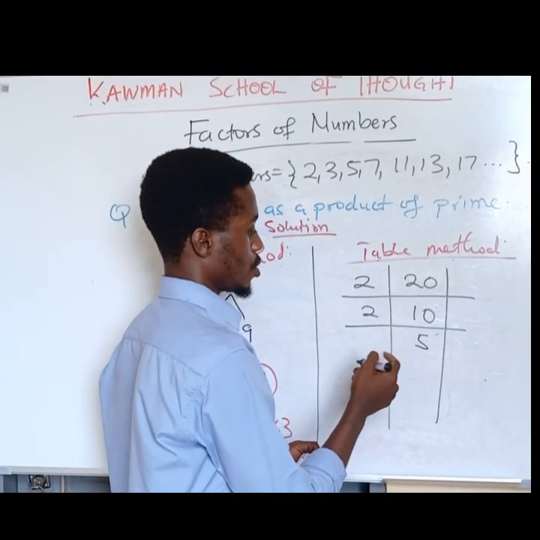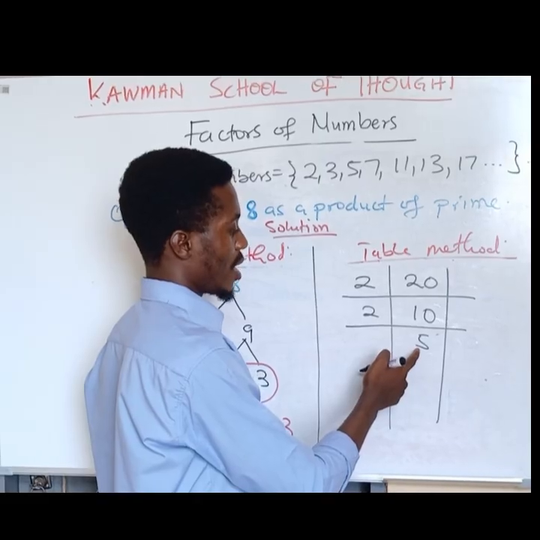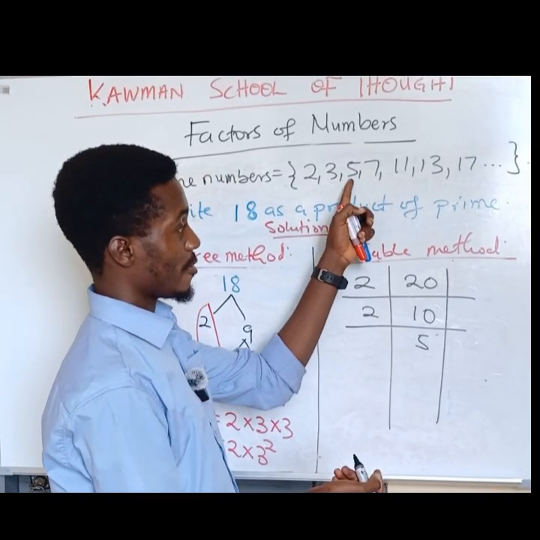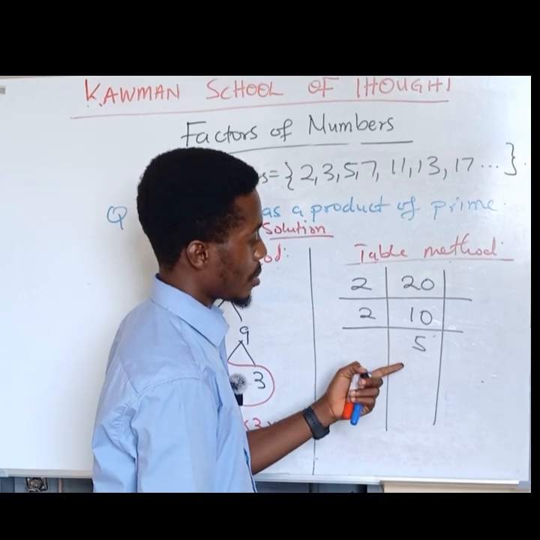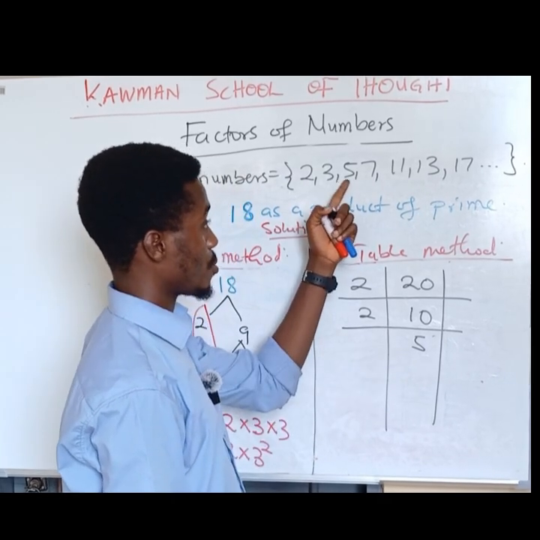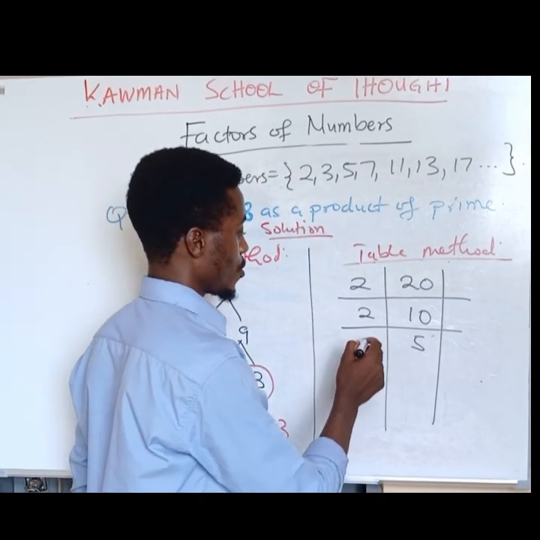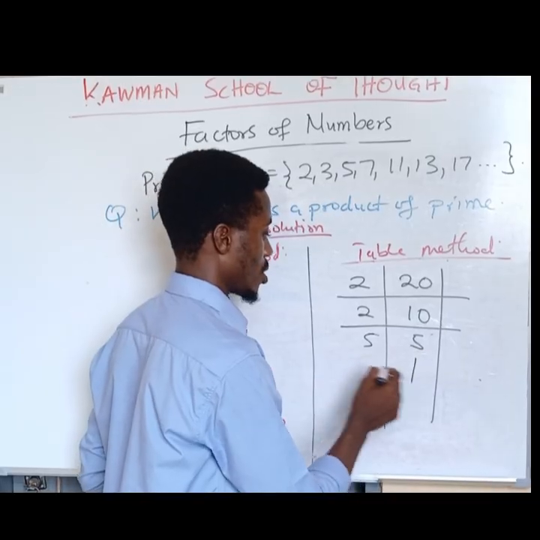5 times. So what prime number divides 5? It's still 5, because 5 is a prime number. So 5 divides 5 how many times? 1, and that ends it.